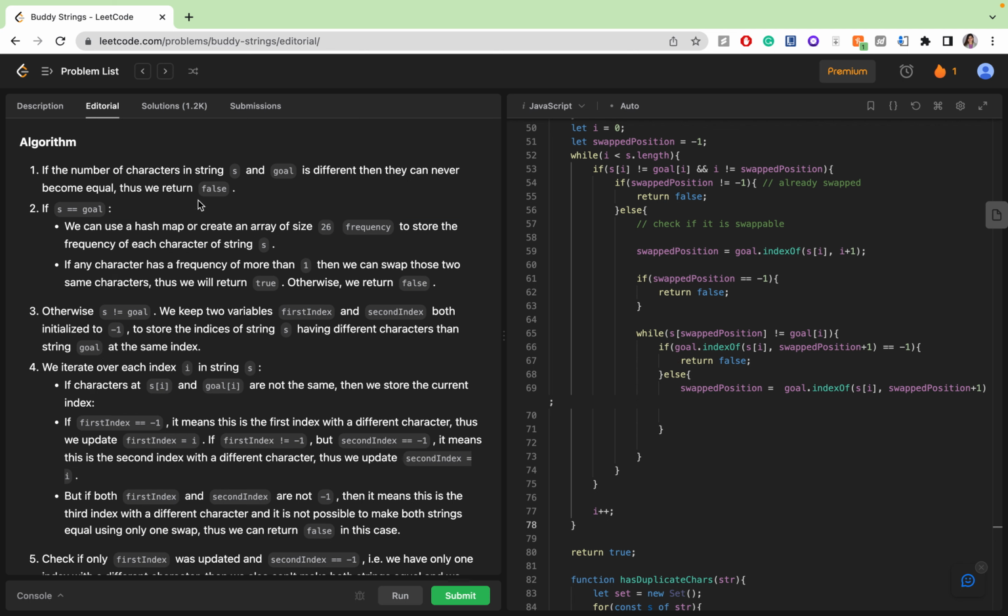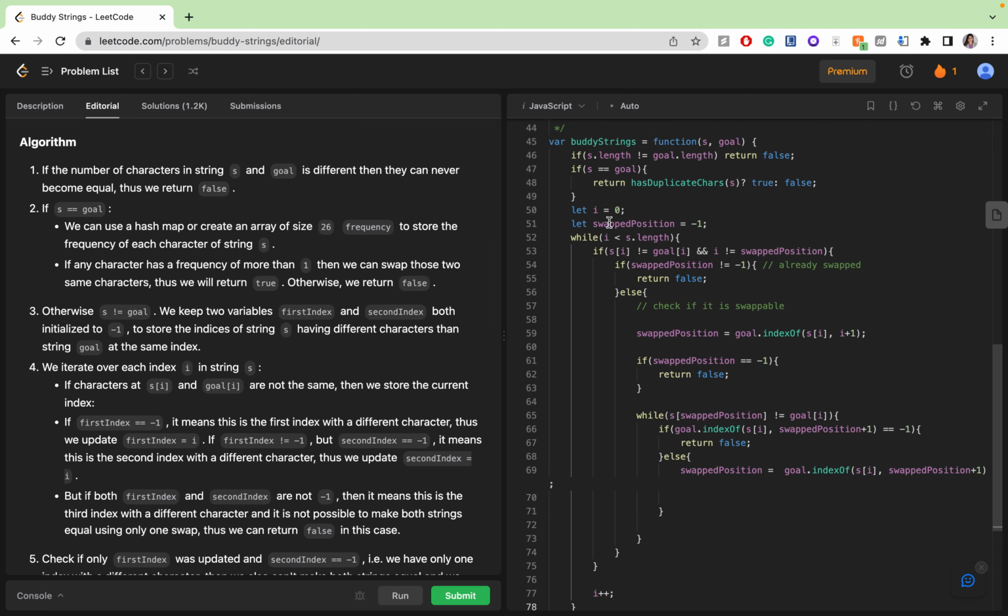what, they are using the same, like my same logic actually. As map, create an array to store frequency. If any character has a frequency of more than one, then we can swap those two same characters. Thus we will return true. Oh my god, I didn't think about this actually. Like, they also did similar.